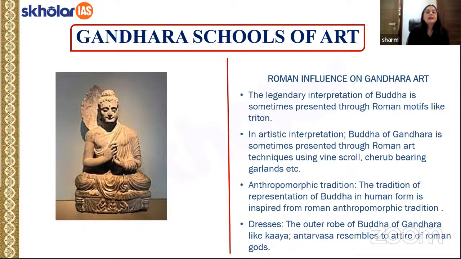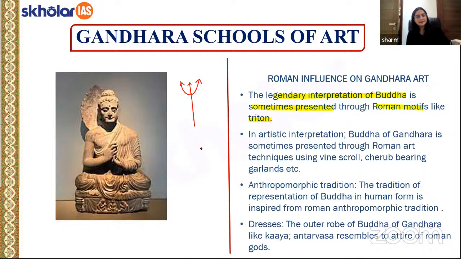Okay, students. Now, with respect to the Roman influence, you need to know that the legendary interpretation of Buddha is sometimes presented through Roman motifs such as the Triton. Okay. अब Triton क्या होता है? Triton is basically, if you have seen Aquaman, he's carrying this particular Triton. Okay. This Trishul kind of thing. Okay. So this is Triton and this is specifically ascribed to the Roman motifs.